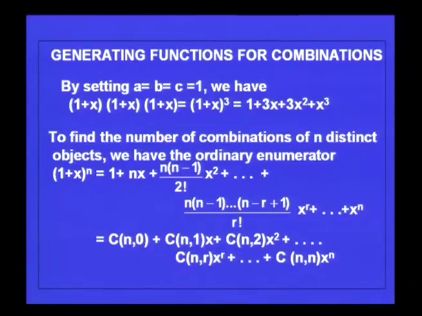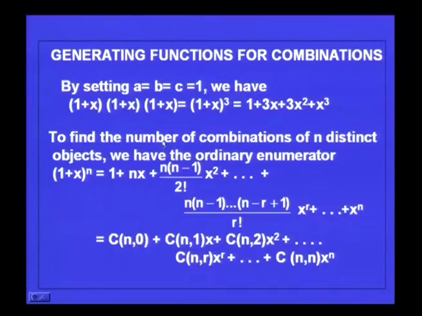What is this 3? This coefficient represents the number of ways of not choosing any objects out of 3 objects. This gives you the number of ways of choosing one object out of 3 objects. This gives you the number of ways of choosing 2 objects out of 3 objects, and the coefficient of this gives you the number of ways of choosing all the 3 objects. So, the coefficient of x power r gives you the number of ways of choosing r objects out of n objects.